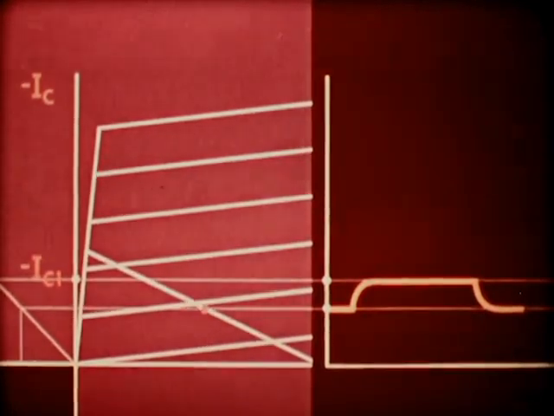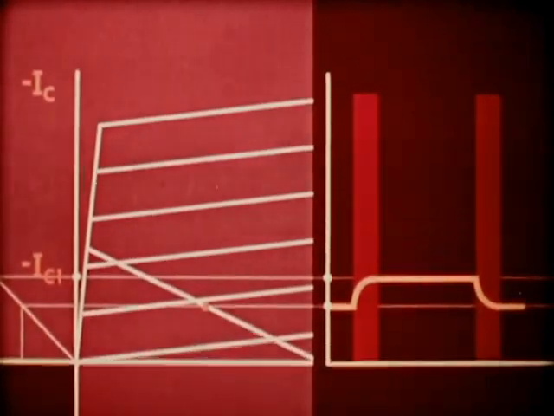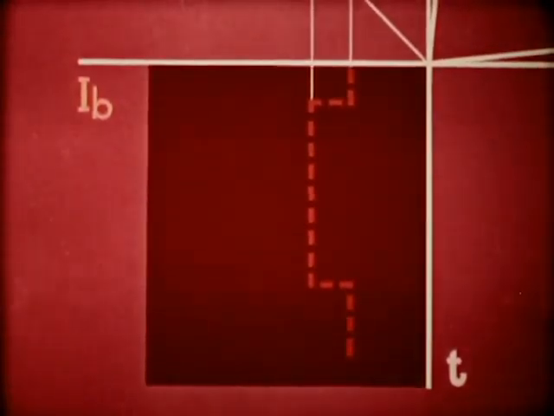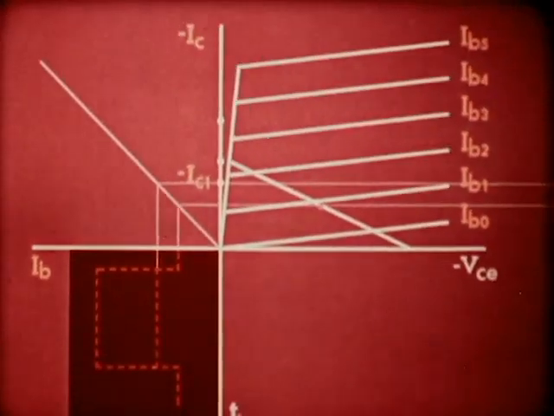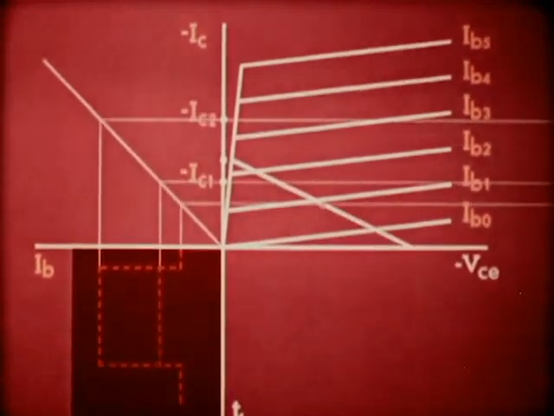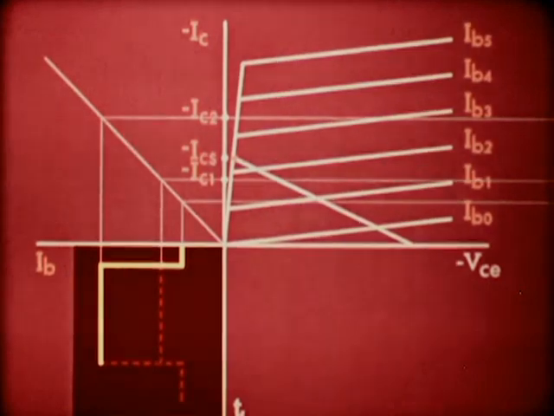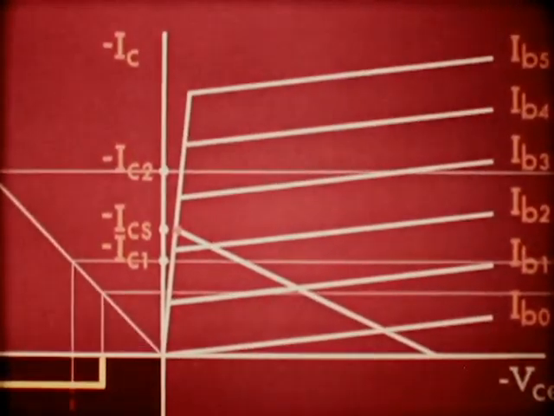In this example, the time taken for these current variations to occur will be rather long compared with the pulse duration. If we now apply a much higher input current, the collector current will be limited by the saturation value, minus ICS. So TR will now be much shorter.